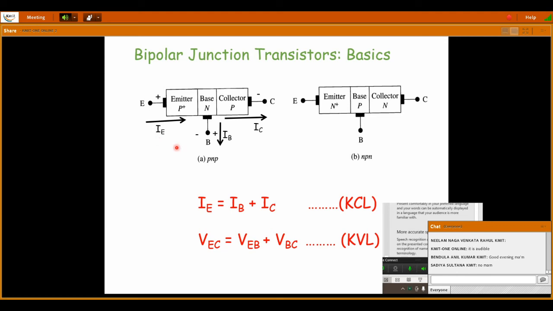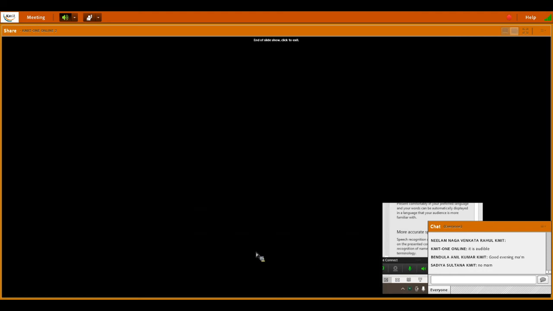Always remember, if I apply KCL, Kirchhoff's current law, the emitter current is the sum of the base current as well as the collector current. And if I apply KVL, Kirchhoff's voltage law, then the voltage between the emitter and collector is the sum of the voltages between emitter to base as well as base to collector.